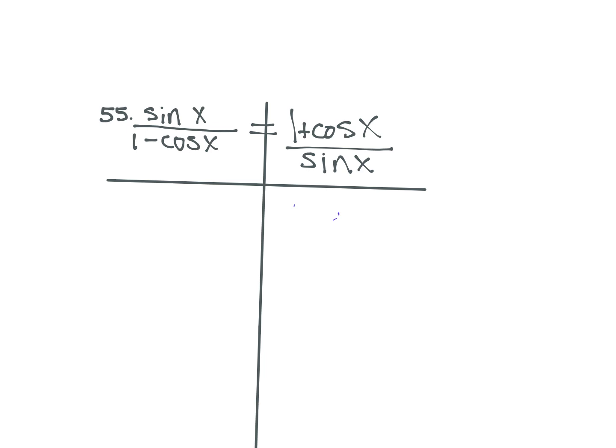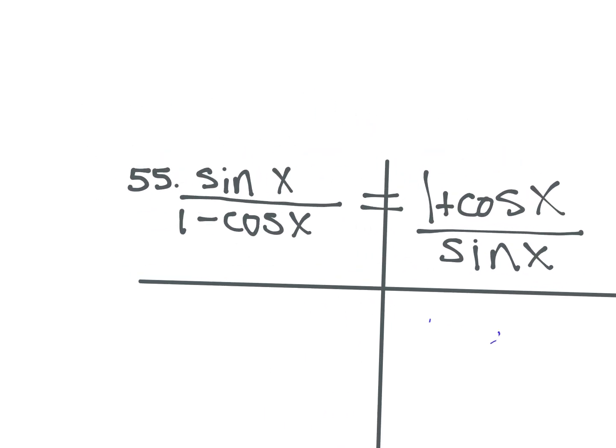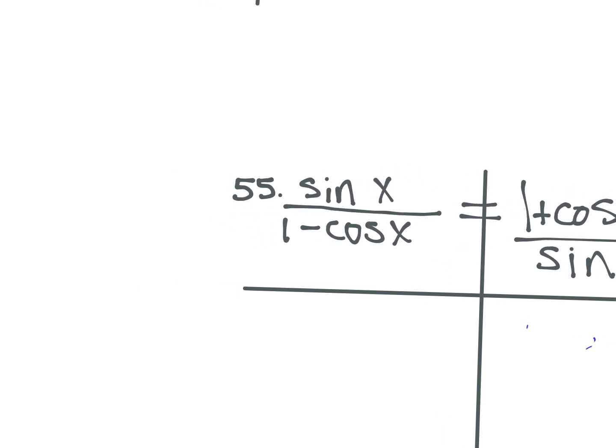Now, the left side has a denominator. It does not have a squared trig function, though. It has a trig function and a plus or minus 1, but it's not squared. So when we started off with a denominator like that, what did we multiply the top and bottom by? Yep, the conjugate, 1 plus. We're going to create our own identity, 1 plus cosine x.